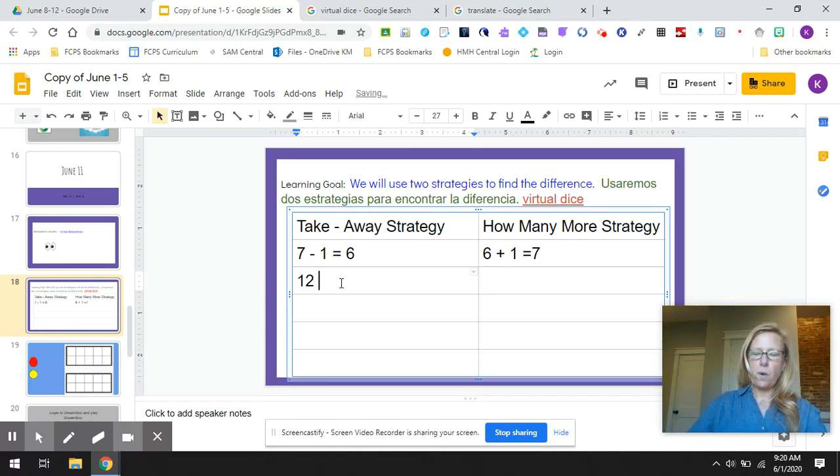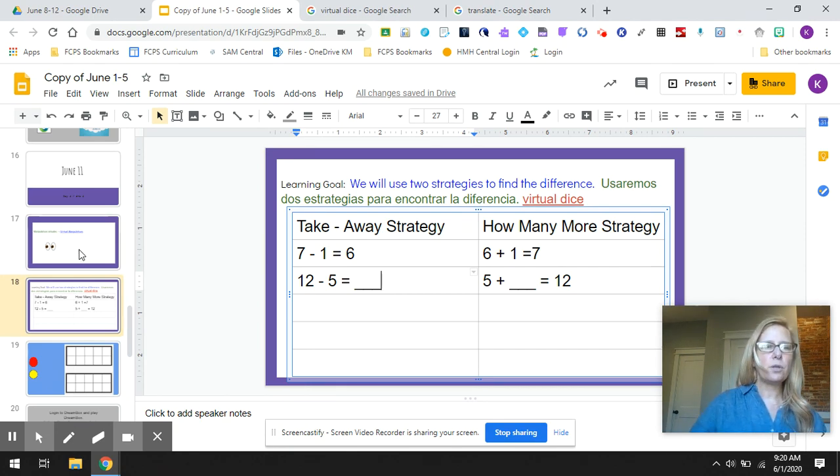But mine was 12. Take away 5 equals, and then remember, we are using the how many more strategy as well. So 5 plus something is going to equal that larger amount, or 12. So these are my two equations that I need to solve. And remember, we ended up with related equations, so we will here as well.